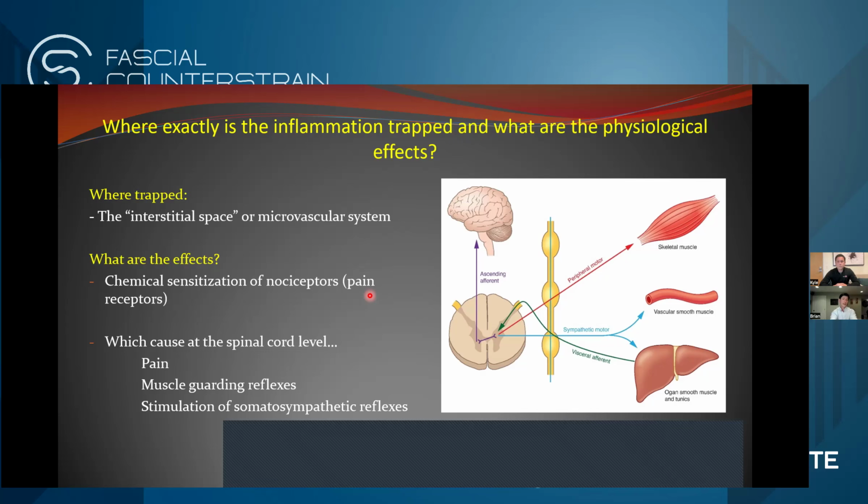Next, you also will get stimulation of somatosympathetic reflexes. These same nociceptors go into the ventral horn, to the muscle guarding reflex, and the intermediolateral column, into the autonomic area of the spinal cord, and it causes segmental vasoconstriction. That is basically a vessel spasm. The arteries constrict, the veins constrict, and that is an ongoing reflex arc if those nociceptors keep getting stimulated.